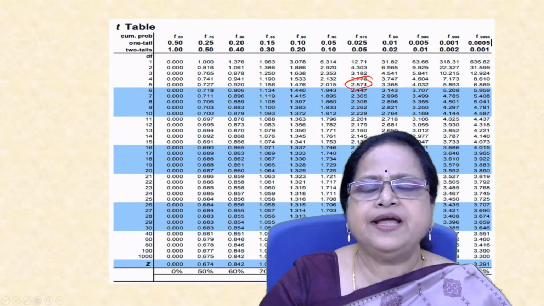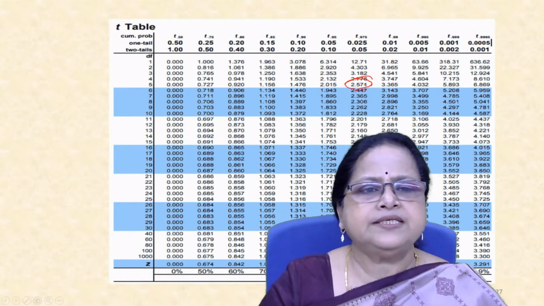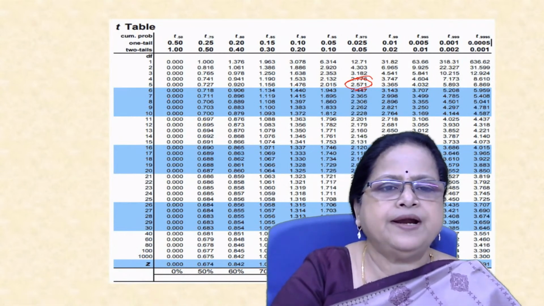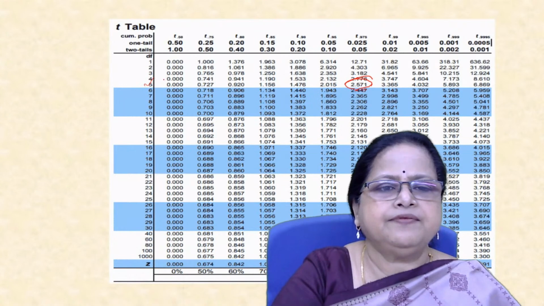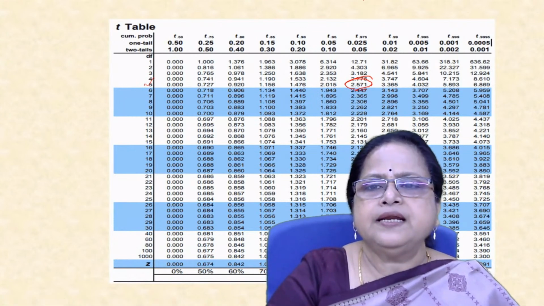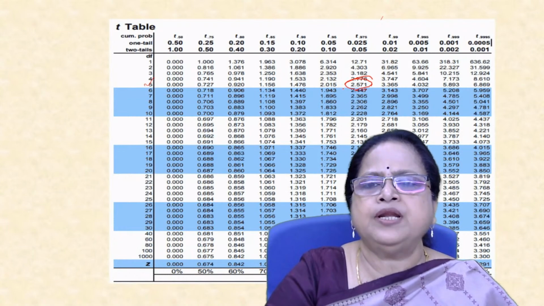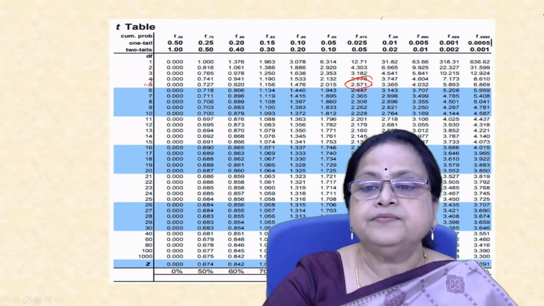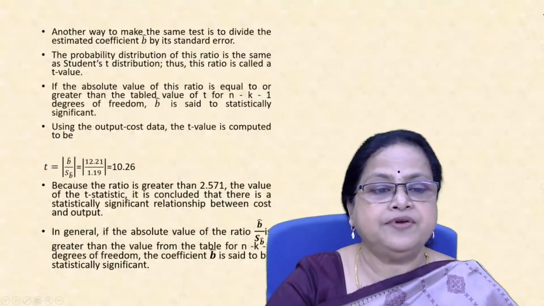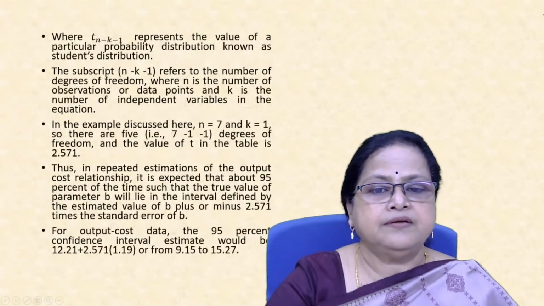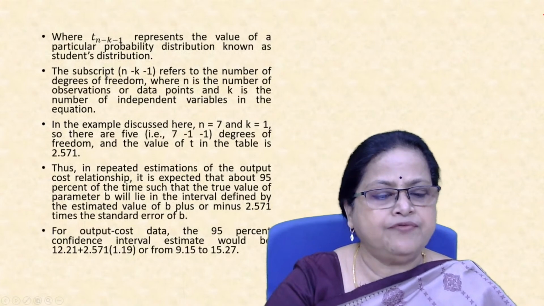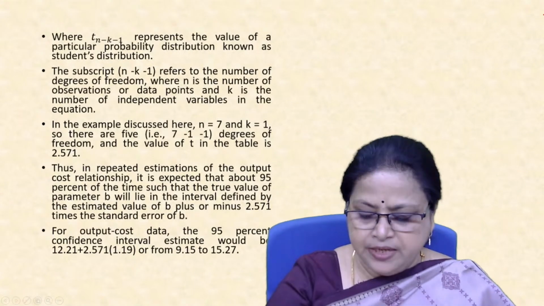2.571. So this value is the t value. Here, this side it is 5, and this side it is 95. 95% confidence interval, sorry. There it is, 2.571. Okay.